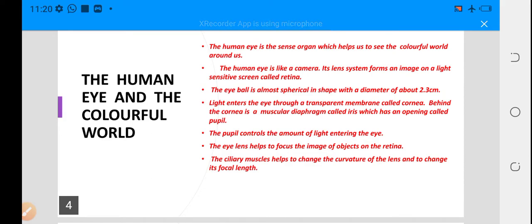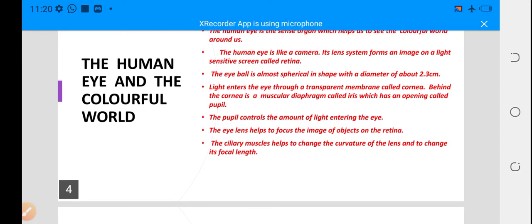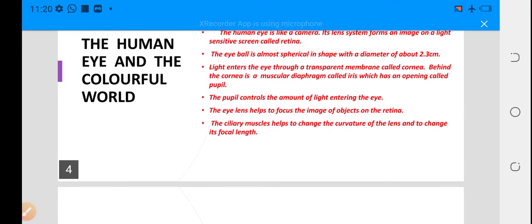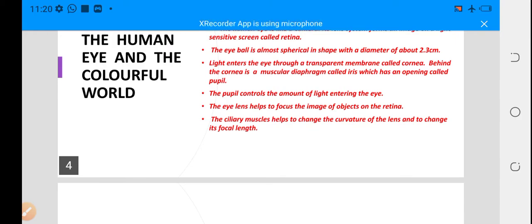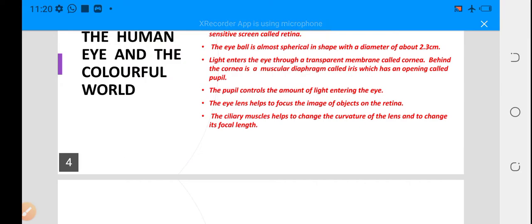Light enters the eye through a transparent membrane, and the membrane name is cornea. You can see in your eye, the front layer which is protecting the eye is called the cornea. Behind the cornea, a muscular diaphragm is there, and its name is iris. The iris has an opening, just like a shutter, and that part is the pupil. The black color of the eye is called the pupil. Inside the eye, a black color spot is there. That black color spot is called the pupil.